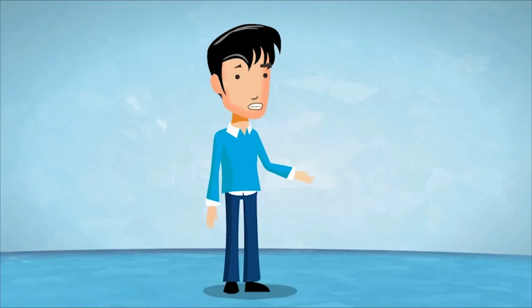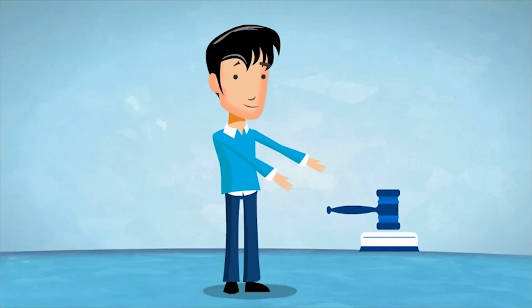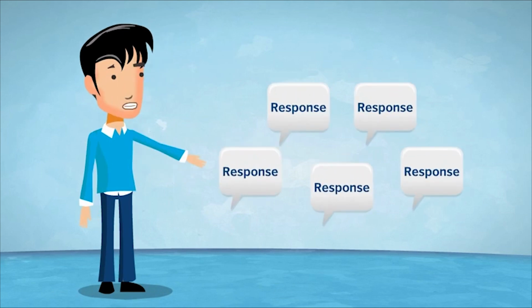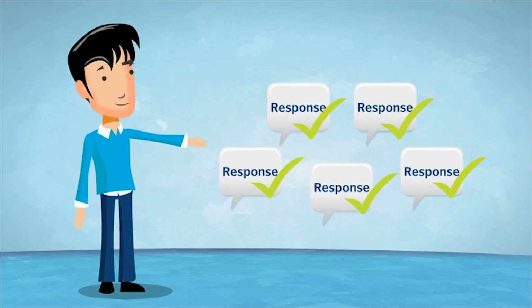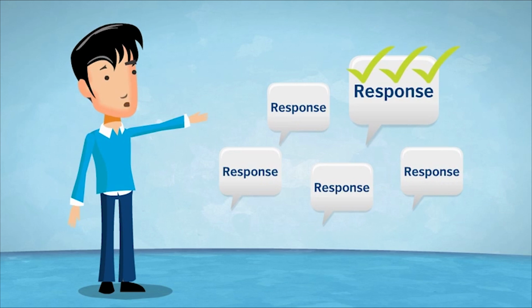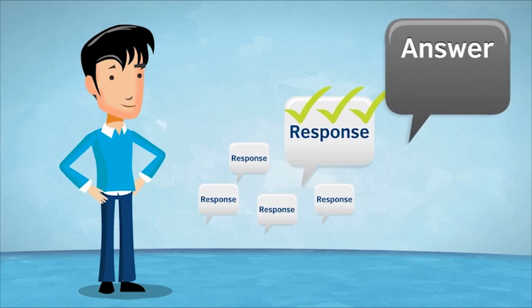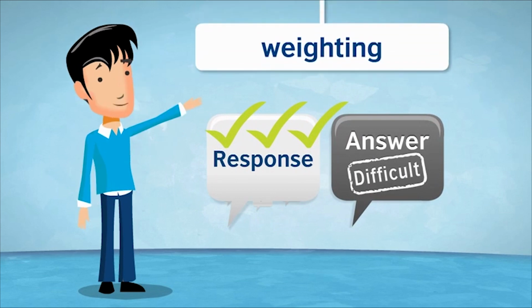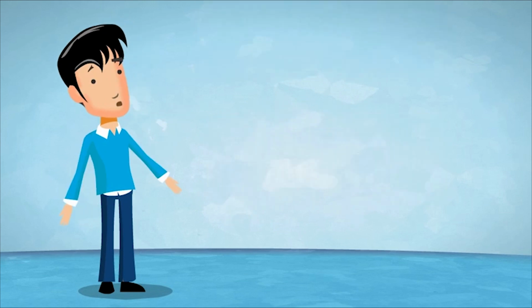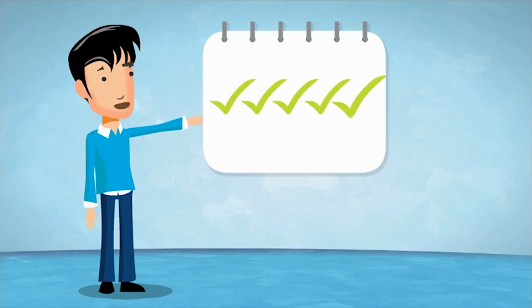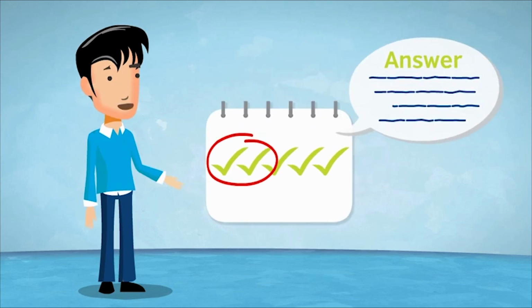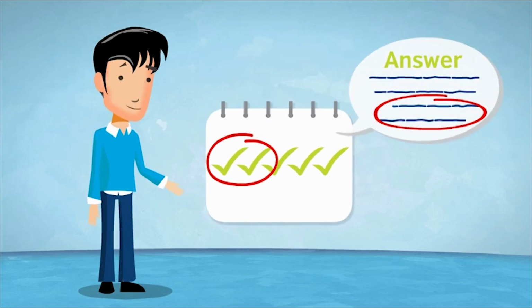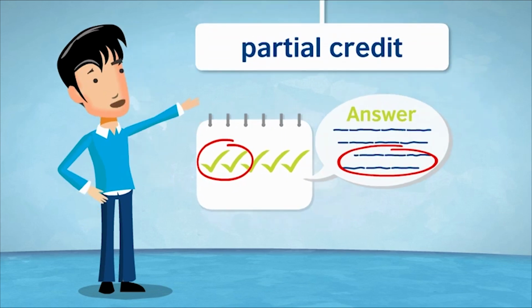One of the things that has to be decided in advance is whether each response should be given a single mark, or if some should be given more than one mark because the answer is more difficult. This is called weighting. Another important decision is whether some marks should be given if an answer is partly correct, but not totally. This is called giving partial credit.